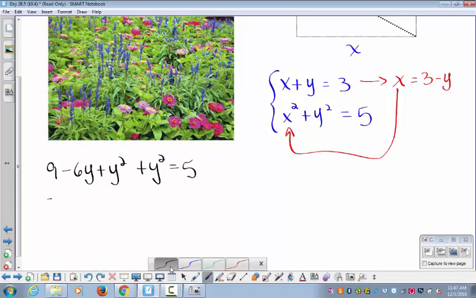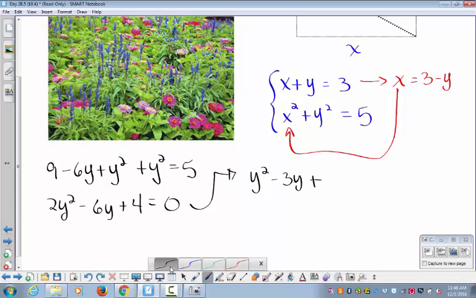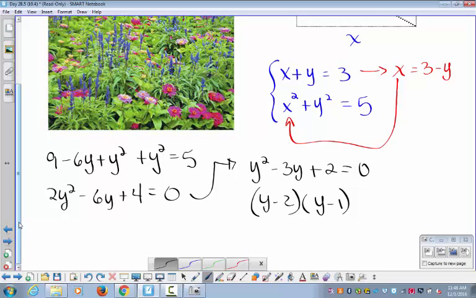Nonlinear means everything to one side and factor. That's 2y squared minus 6y. Subtract the 5 and we get 4. Definitely divide out a 2. If you can divide out a common factor, it's always easier. And then that factors nicely. Y minus 2 and y minus 1. So we get y equals 1 or y equals 2.